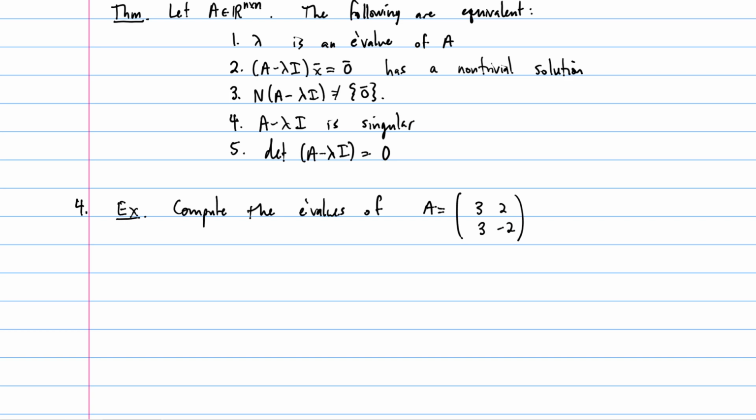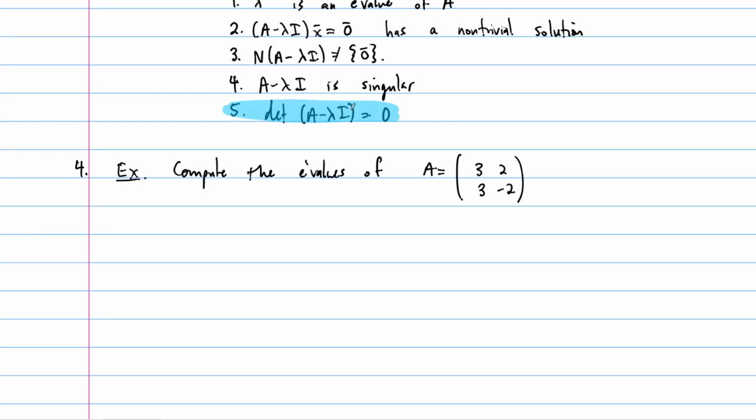So let's use this last item right here, item 5, and let's compute the eigenvalues this way. So the first thing we need to do is write down the matrix A minus lambda I. Well, what's that going to do? Lambda I is just a diagonal matrix with lambdas along the diagonal. So A minus lambda I is just going to be the matrix which looks pretty much like A, except it gets a minus lambda, right? So 3 minus lambda in the first component. 2 stays the same. 3 stays the same. Negative 2 minus lambda in this component.